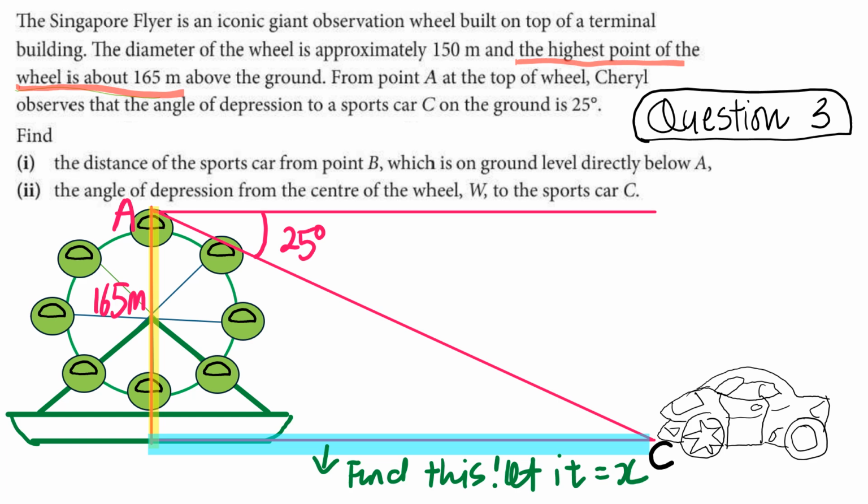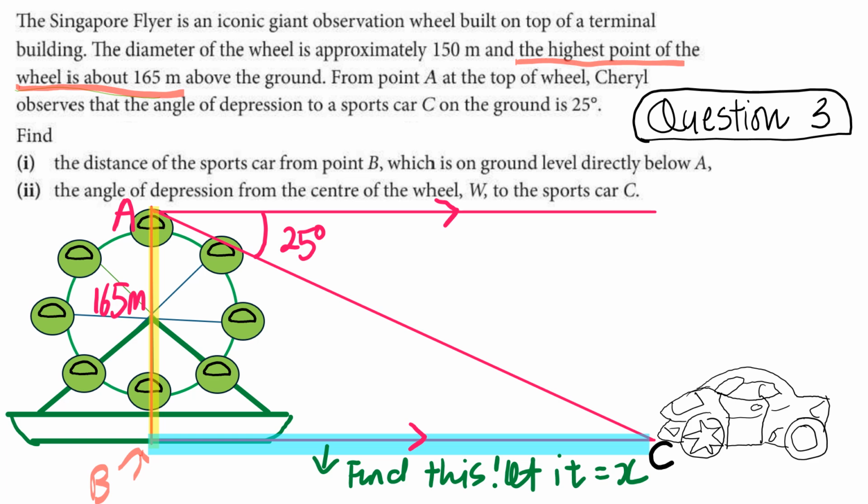Right, so you asked for part I. In part I, you asked to find the distance of the sports car from point B. Point B is directly below point A, so your point B is this point here. Point B is directly below point A. So you are asked to find the distance that's highlighted in blue.